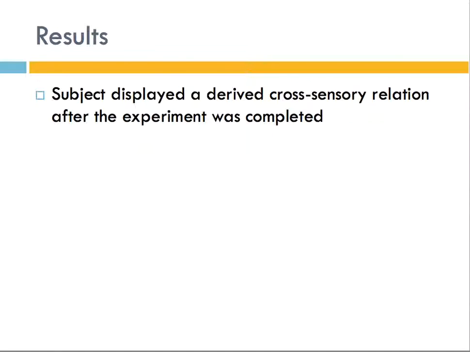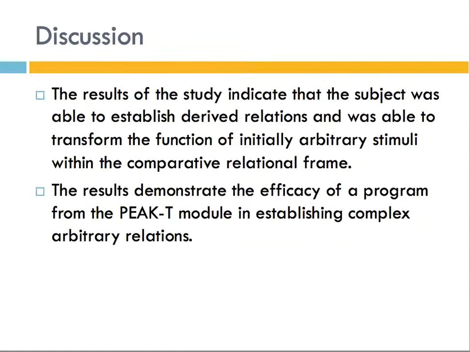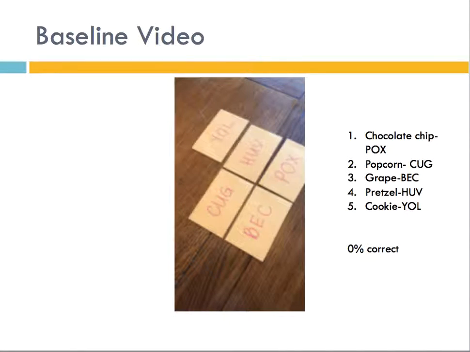Results. The subject displayed a derived cross-sensory relation after the experiment was completed. Discussion. The results of the study indicate that the subject was able to establish derived relations and was able to transform the function of initially arbitrary stimuli within the comparative relational frame. The results demonstrate the efficacy of the program from the PEAK-T model in establishing complex arbitrary relations.